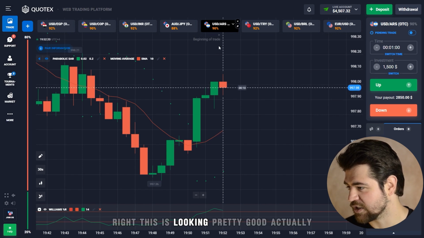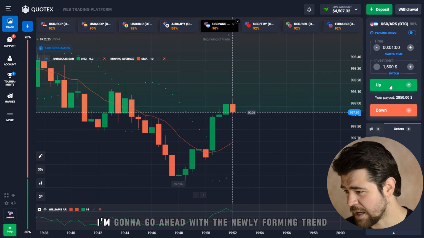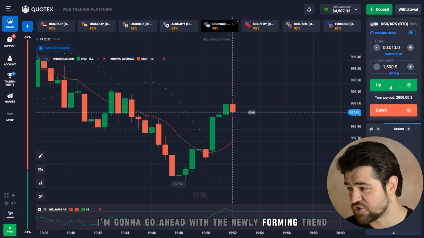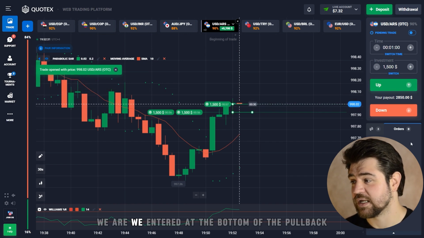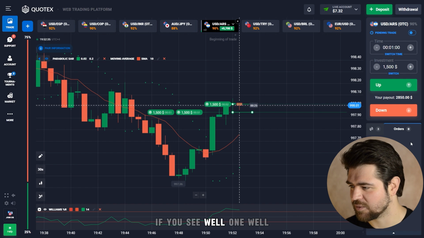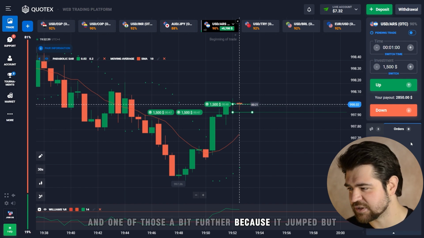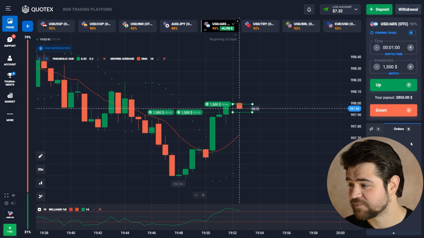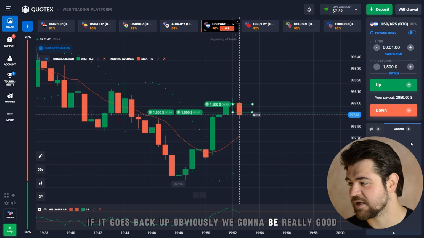Right, this is looking pretty good actually. I'm gonna go ahead with the newly forming trend. We got supports. We entered at the bottom of the pullback. If you see, two of those, and one of those a bit further because it jumped. But if it goes back up, obviously we're gonna be really good.